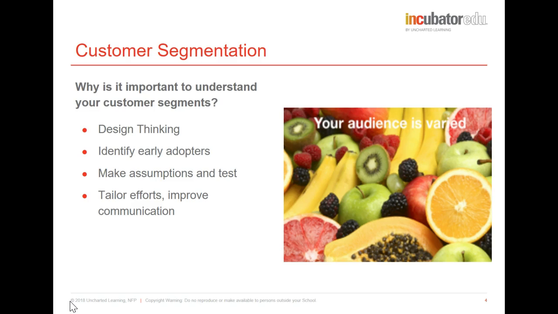You can identify your early adopters. What are they like? What do they like to do? How do they like to purchase things? And then once you identify these early adopters, you make assumptions, and then you test out your assumptions. You tailor your efforts and improve how you communicate with this group as you go through the testing process.